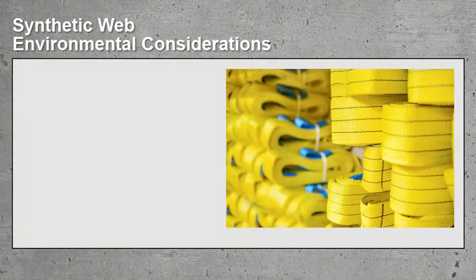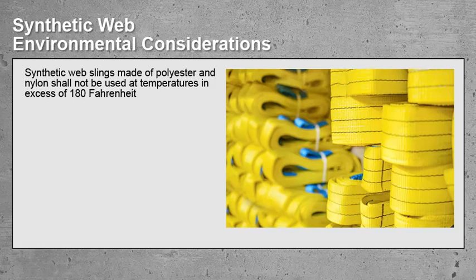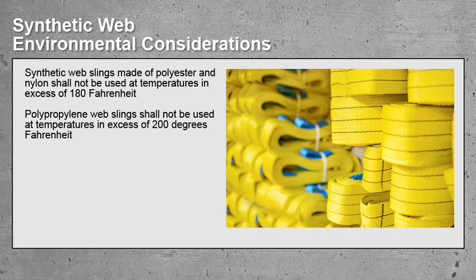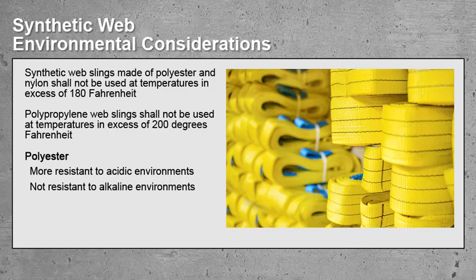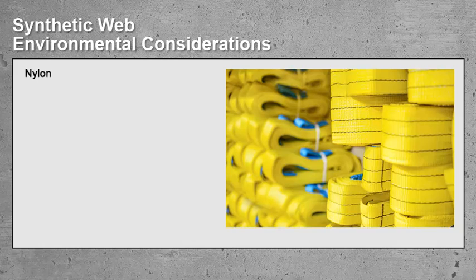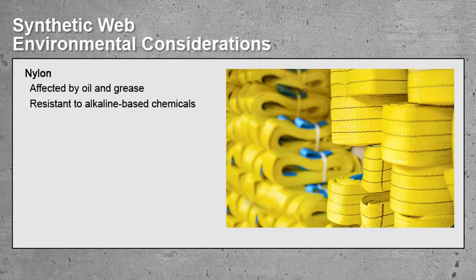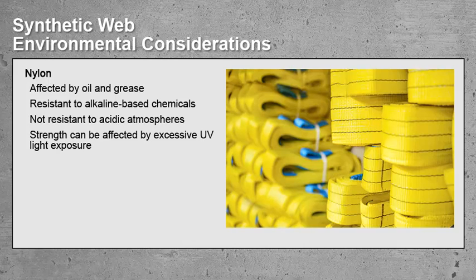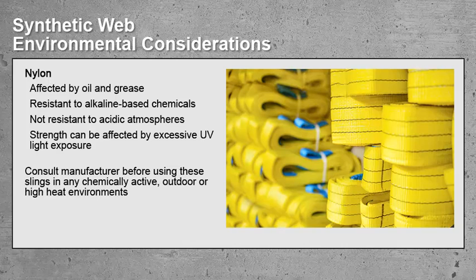Synthetic web slings made of polyester and nylon shall not be used at temperatures in excess of 180 degrees Fahrenheit, and polypropylene web slings shall not be used at a temperature in excess of 200 degrees Fahrenheit. Polyester is more resistant to acidic environments but susceptible to alkaline environments. Nylon slings can be affected by oil and grease, are resistant to alkaline-based chemicals, but are susceptible to acidic environments. The strength can also be affected by excessive UV light exposure. With all this considered, be sure to consult the manufacturer before using any of these slings in any chemically active, outdoor, or high-heat environments.